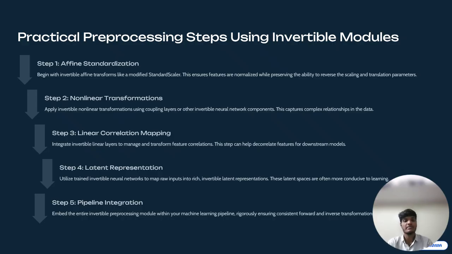Next, step 4, latent representation. Here, utilize trained invertible neural networks to map raw inputs into rich invertible latent representations. These latent spaces are often more conducive to learning. Next, pipeline integration. Here, embed the entire invertible preprocessing module within your machine learning pipeline, rigorously ensuring consistent forward and inverse transformation. This is all about the practical pre-processing techniques using invertible modules. There are 5 steps: affine standardization, nonlinear transformations, linear correlation mapping, latent representation, and pipeline integration.